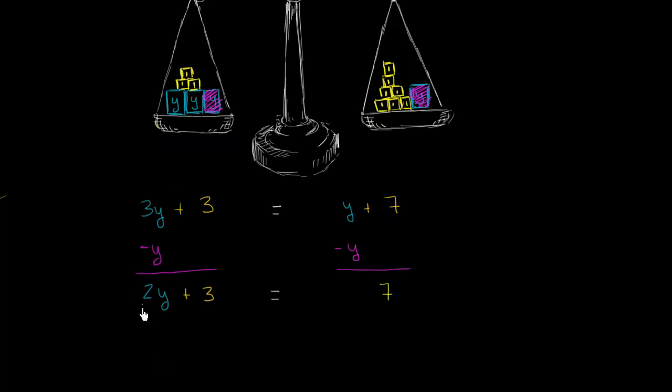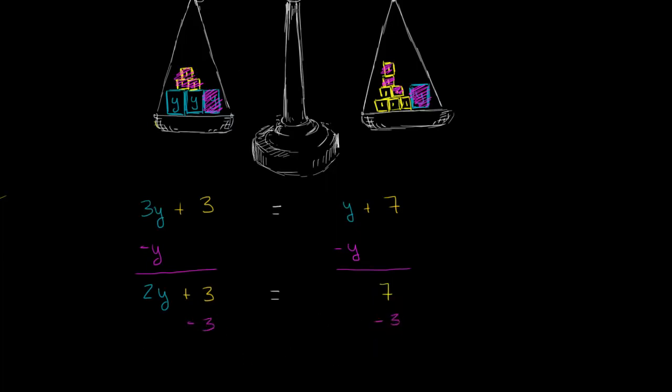Well, if we want to isolate these 2 y's on the left-hand side, the best way is to get rid of this 3, to get rid of these 3 blocks. So why don't we do that? Let's take 3 blocks from this side, but we can't just take it from that side if we want to keep it balanced. We have to do it to this side too. We got to take away 3 blocks. So we're subtracting 3 from that side and subtracting 3 from the right side.